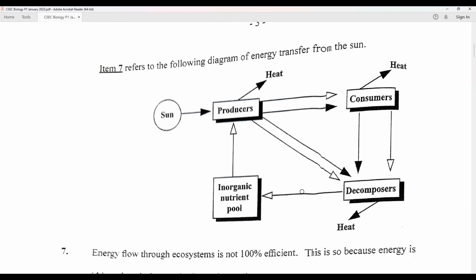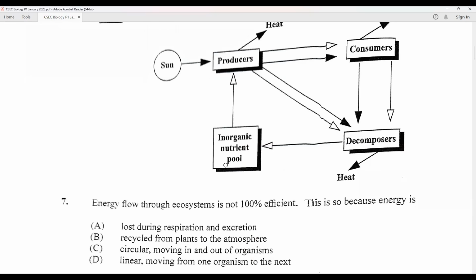Item 7 refers to the following diagram of energy transfer from the sun. We have the sun starting it off, and you see energy is being transferred, energy moving. Energy flow through the ecosystem is not 100% efficient. This is so because energy is lost. Somewhere along the way energy has to be lost, and the loss is caused by excretion and respiration. So 7 is A.